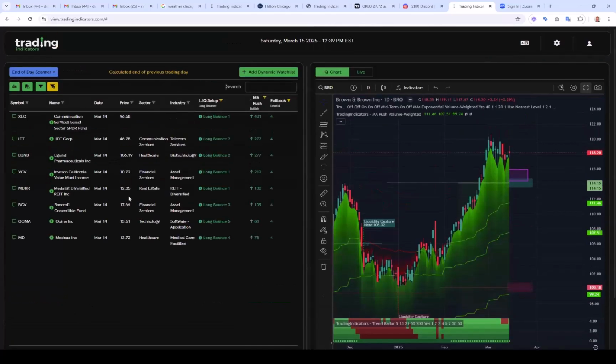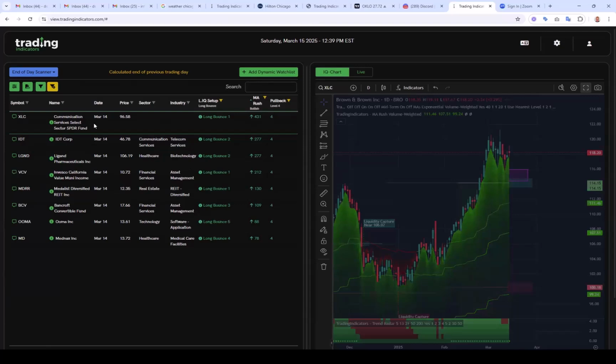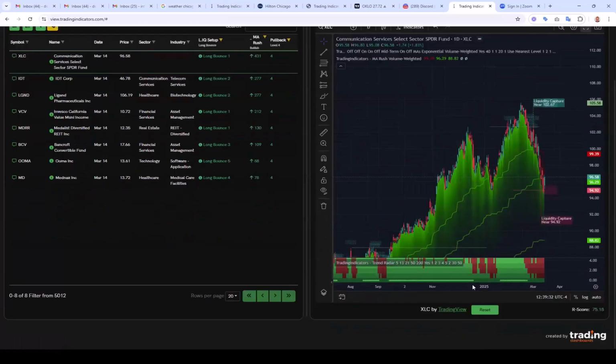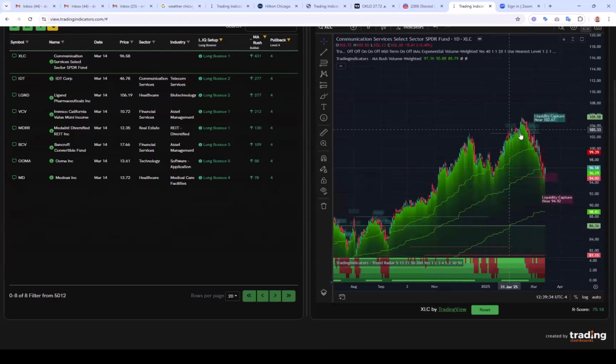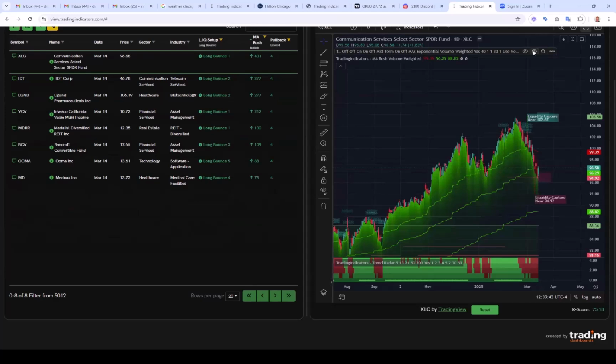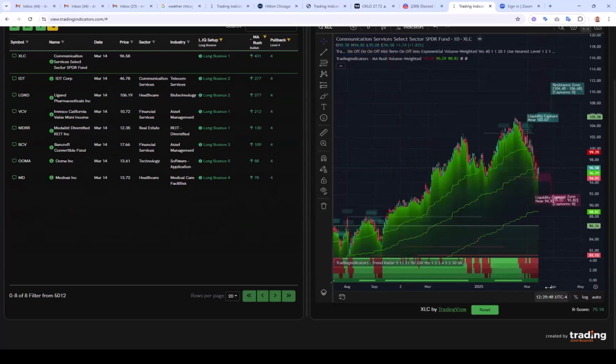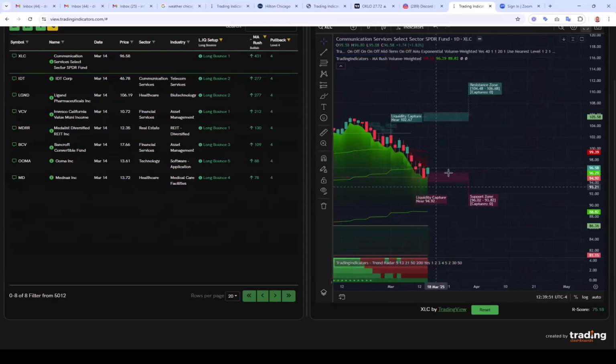The first one that comes to mind is XLC, the sector ETF from the S&P 500, the Spider ETF for the communication sector. So I'm going to click on it, and we can see. All right, well, definitely there's some sort of correction going on. But if I zoom out a little bit, we can also see that this correction in communication coincides right now with a key support level. See this little reddish area here? That's support. And if I enable the labels in Liquidity IQ, you can see they're labeled as a support level, support zone. We're exactly there right now.